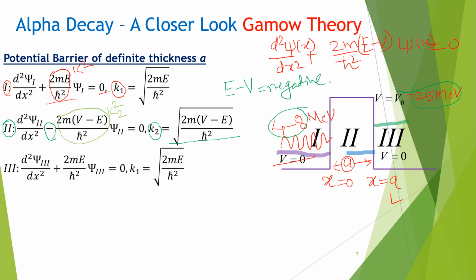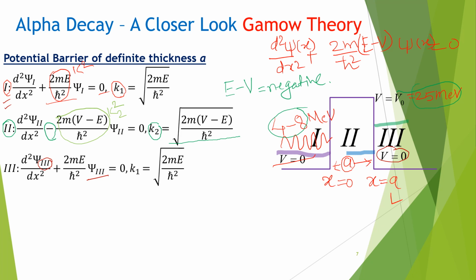Now again, in region 3, we have V equal to 0, and we are writing that differential equation for psi 3, but the pattern is the same as region 1. So del 2 psi 3 by del x square for region 3 plus 2mE upon h cross square psi 3 is equal to 0.